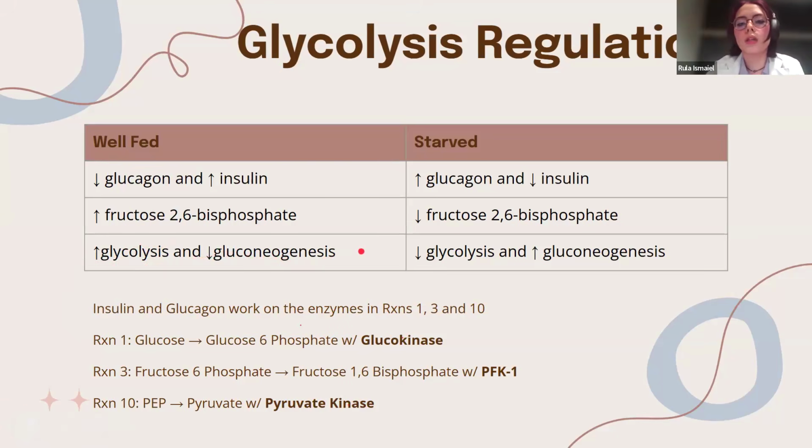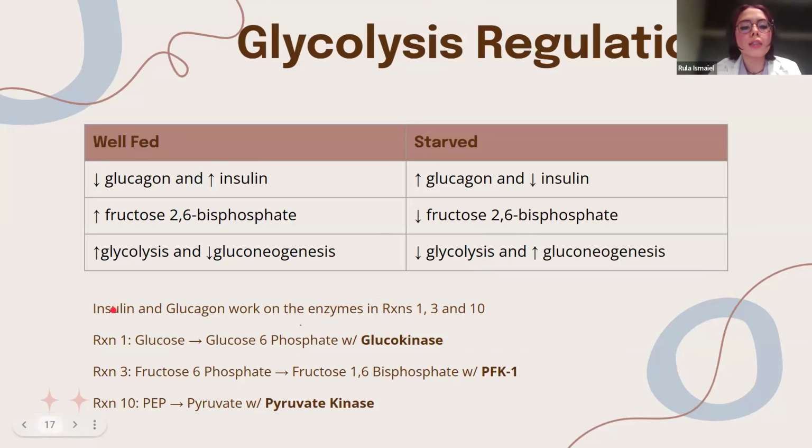Starved is the complete opposite. Increased glucagon, decreased insulin, decreased fructose 2,6-bisphosphate, and decreased glycolysis and increased gluconeogenesis. You still need glucose in your body, but your body's like, okay, there's no free glucose from outside sources, food. So let me use what I have in storage.